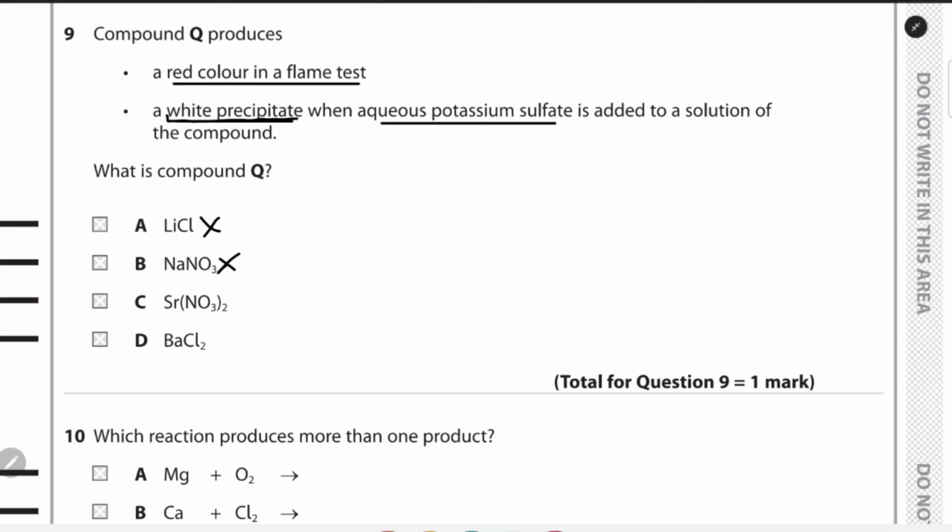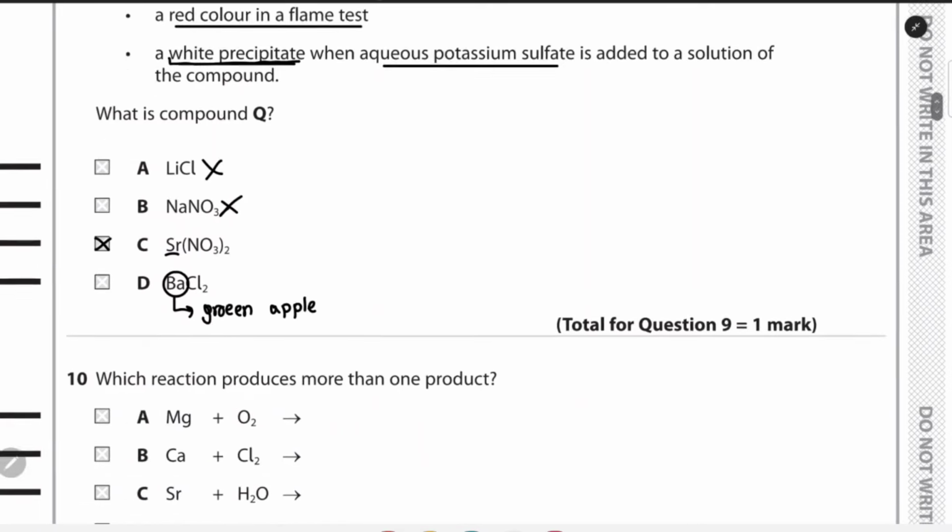Now if we look at the remaining options, barium has a green apple flame in a flame test. This will show a green apple color when its flame test is done. Strontium will have a reddish color. This is our answer.